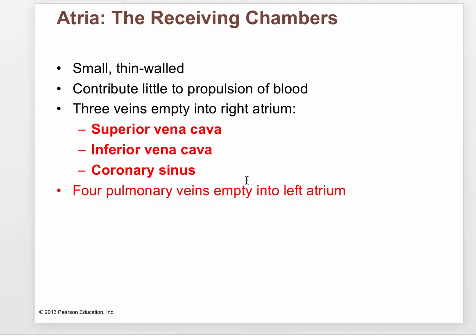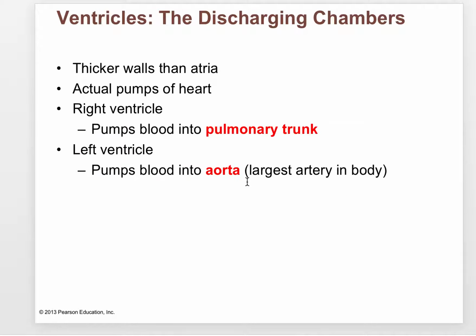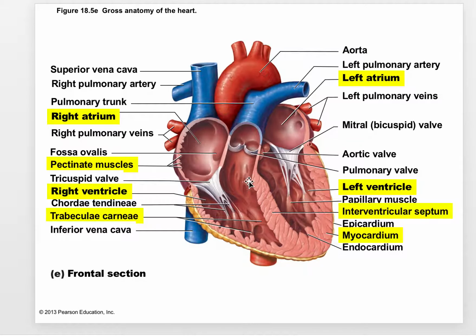And the four pulmonary veins empty into the left atrium. That's what we see here. Four pulmonary veins, these 1, 2, 3, 4, enter into the left atrium.